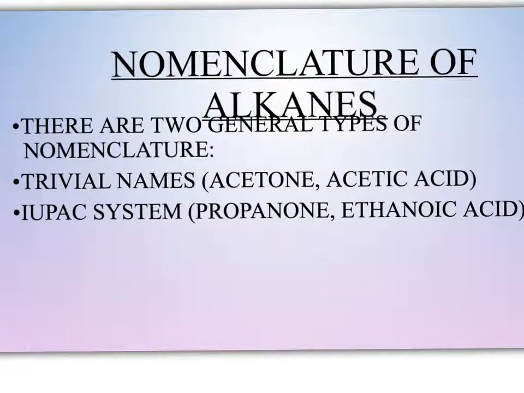So when we begin looking at the nomenclature of alkanes, again, there are 2 general types of nomenclature. There are the trivial names, such as acetone or acetic acid, and there are the IUPAC names, which is like propanone or ethanoic acid. Now, we will be reviewing the IUPAC names. The IUPAC names are the names that have step-by-step rules for naming. The trivial names are the names that you just have to memorize. And so if your professor expects you to know, for example, acetic acid, they'll tell you the ones to know. Otherwise, you will be expected to know the names based on the IUPAC system.